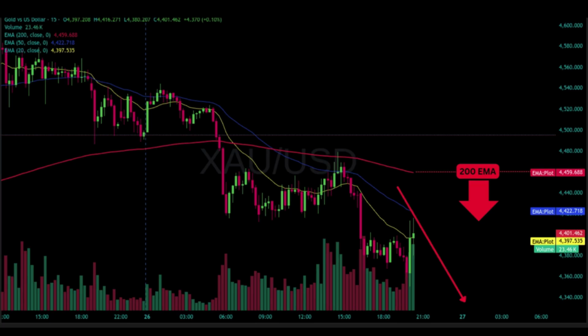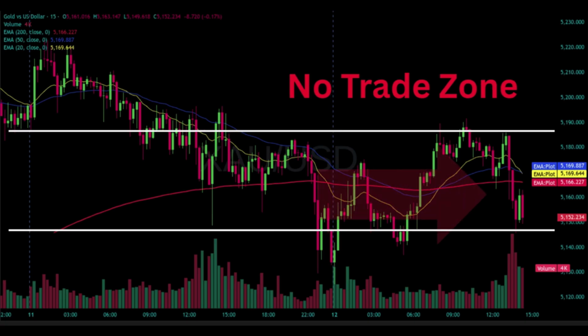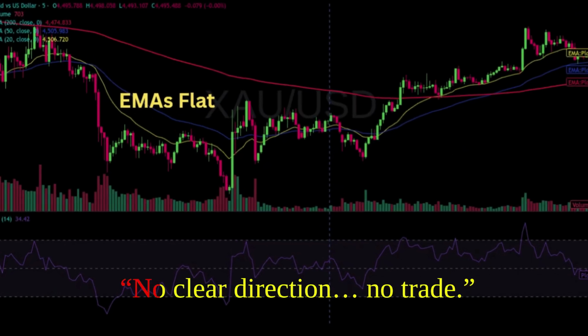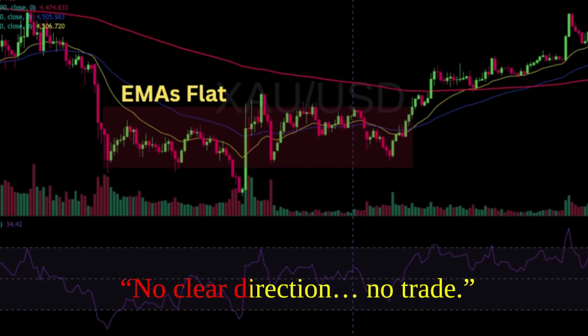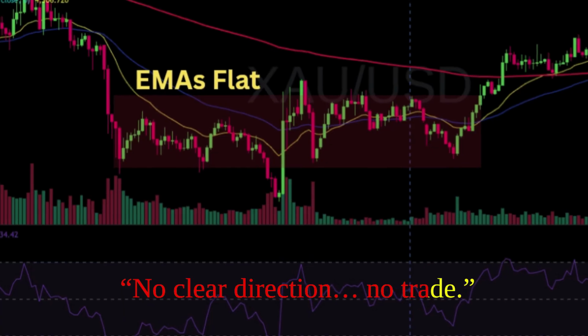When price is below this line, the market is bearish. That means I only look for sell trades. Very simple. No direction, no trade. Avoid entries when EMAs are flat or there is no clear direction. Short-term buyers may still have momentum, but structure favors sellers. Wait for clear direction before taking trades. So I repeat: no clear direction, no trade.